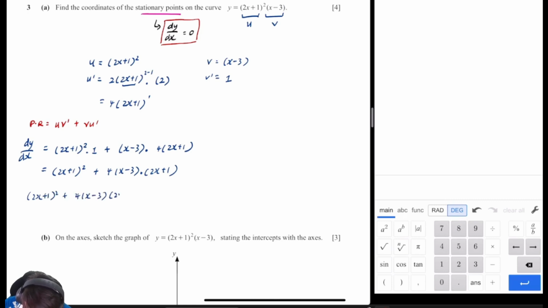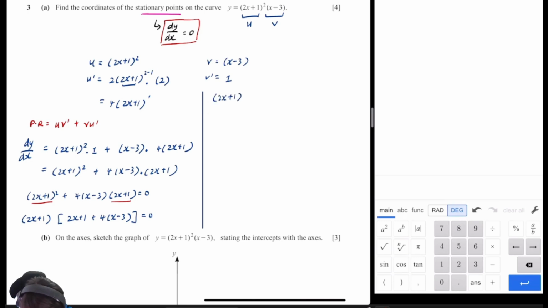(x minus 3)(2x plus 1) is equal to 0, and take out the common factor. 2x plus 1 will be your common factor at this rate. Take it out: (2x plus 1)[(2x plus 1) plus 4(x minus 3)] is equal to 0. Okay, then whatever is inside the bracket, I'm just going to expand, so that will be 6x minus 11, because 4x minus 12 plus 1, so negative 11, equals 0, okay?